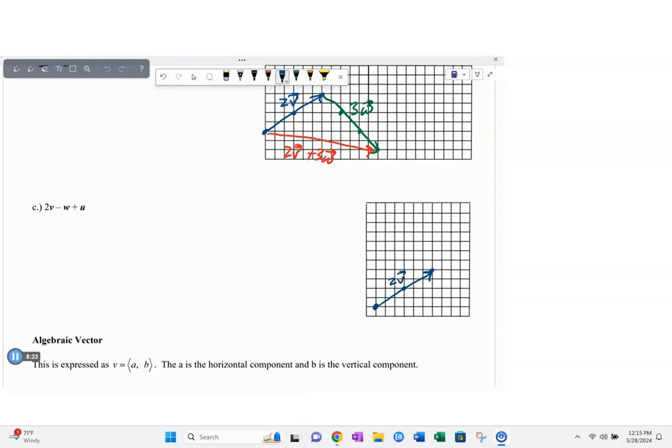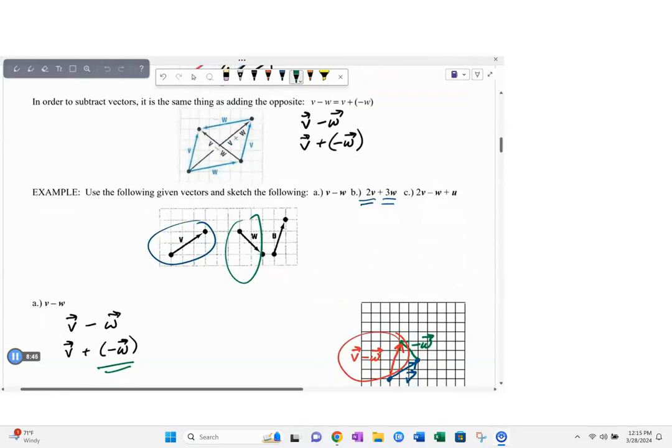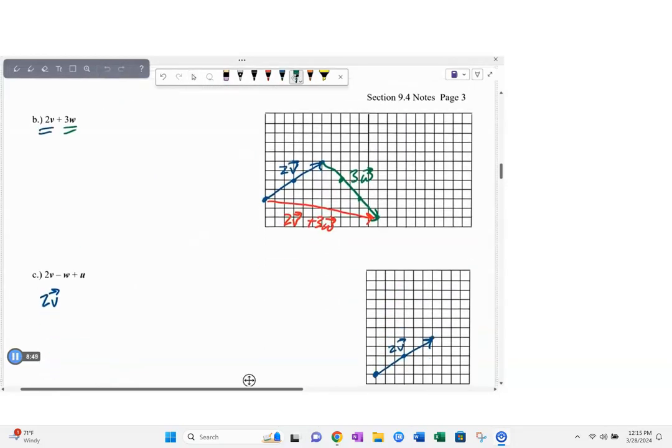And then minus w. Remember w was down to right 2, but I want to go the other way, so up to left 2. Up to left 2. Okay, so there's minus w.